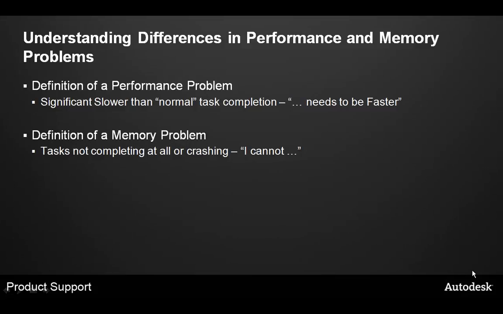Understanding the difference in a performance or memory problem can be key to troubleshooting the issue. The definition of a performance problem is a significantly slower than normal task completion. The customer may say, X, Y, and Z needs to be faster within the product. A memory problem, on the other hand, typically means that the task cannot be completed at all, or the product may be crashing. The customer may say, I cannot do X, Y, and Z. Defining if it's a performance problem or a memory problem can lead you down to the right path to troubleshoot.